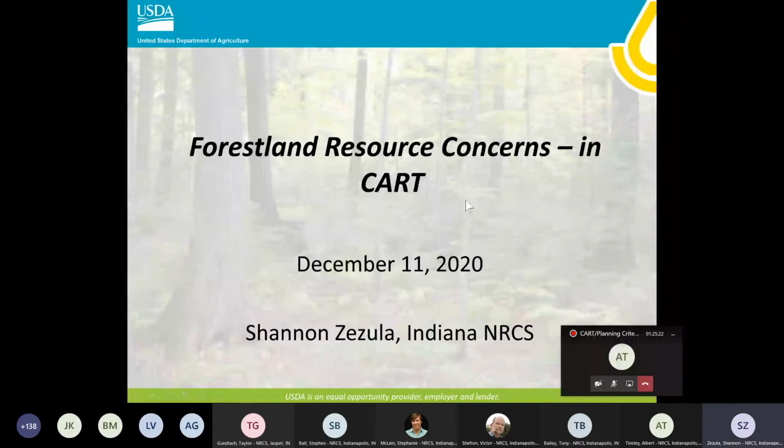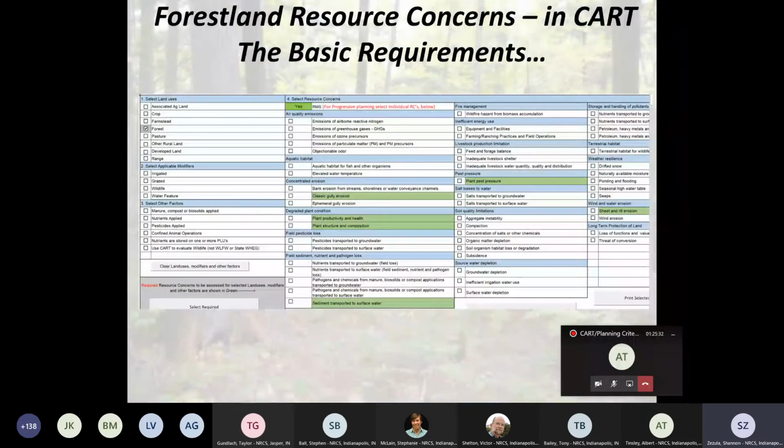All right. So bridging the real world and our forest lands into CART. Again, just going to start out at that spreadsheet, a reminder of what the required resource concerns are on our forest land. Again, we went through that little exercise on Monday. That has now been released, so use that for your benefit, please. You notice just a few resource concerns here on the general planning EQIP side of things.